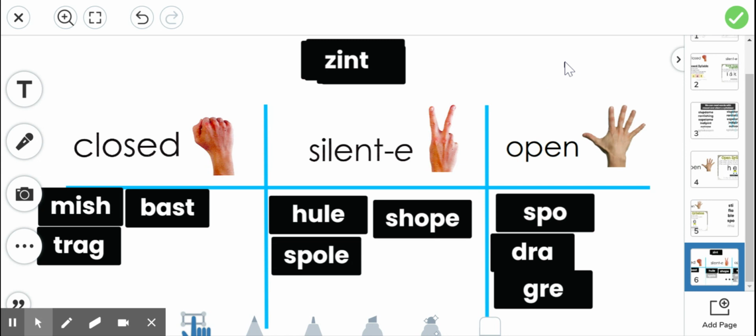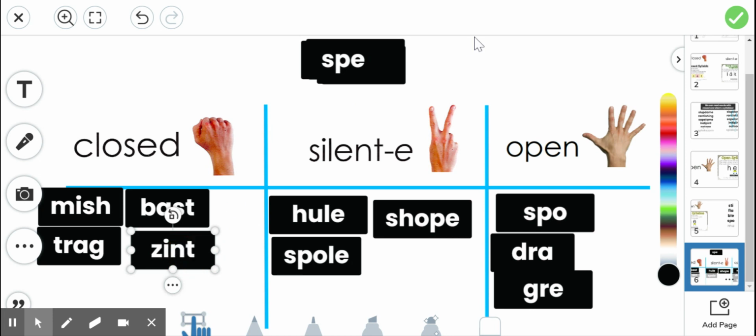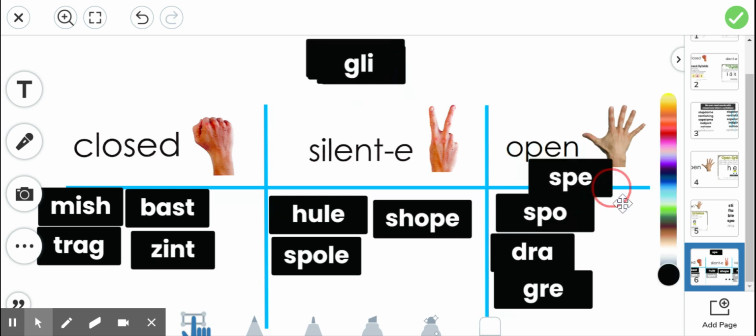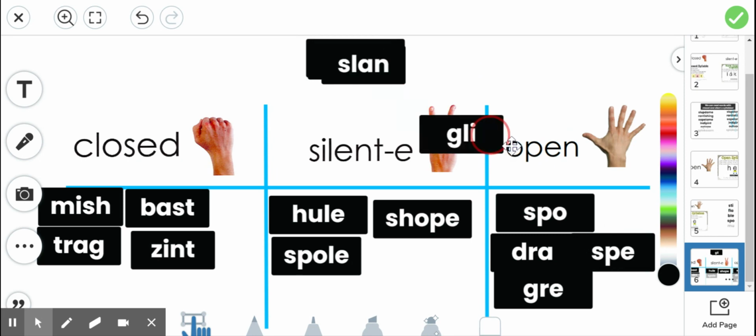What do you think about this word? This silly word is a closed syllable. It has vowel and then two consonants closing it in. Our next word is an open syllable. The word ends with a vowel. And this one is also open.